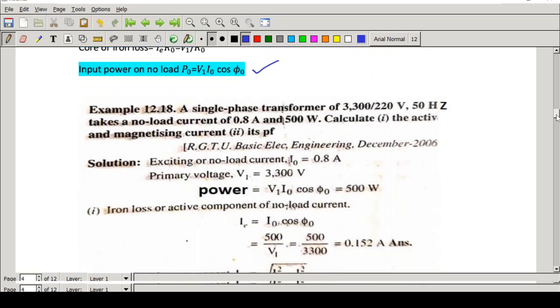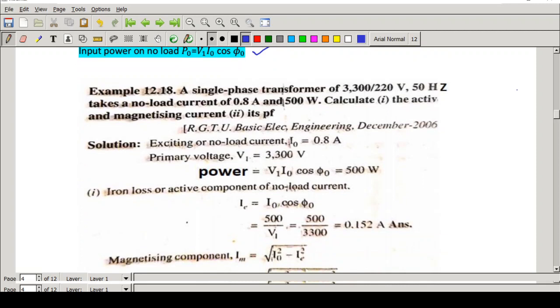Now this is a small tutorial problem based on this type. We'll just go through this. A single phase transformer, 3300/220 volt, which means V1 is 3300 and V2 is 220 volt, and the frequency is also given, 50 Hertz. It takes a no load current of 0.8 amperes. That means I0 is given. I0 is 0.8 amperes, and 500 watt. That means power is also given.